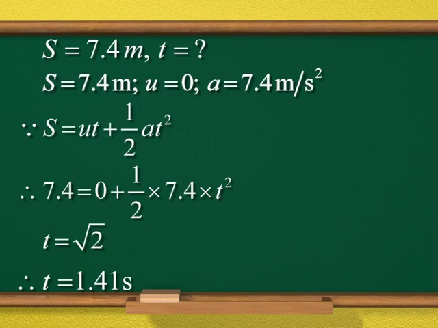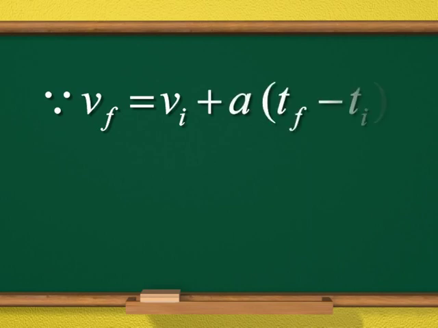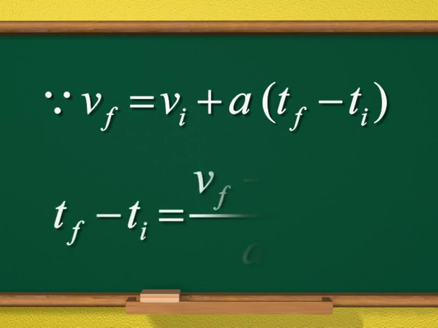Let us now continue for the final equation of motion. It relates velocity to the position. We start by solving for the time t in the first equation of motion, that is Vf equal to Vi plus a times Tf minus Ti, or Tf minus Ti is equal to Vf minus Vi divided by a.